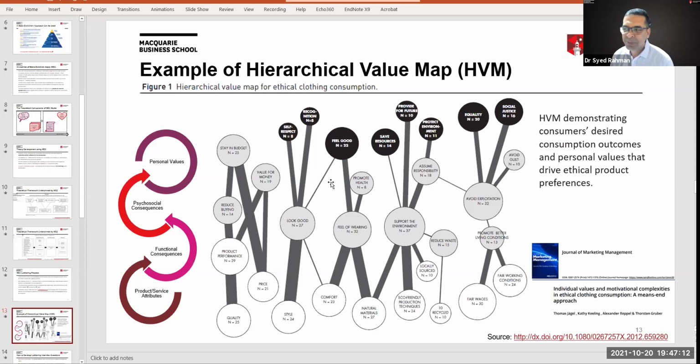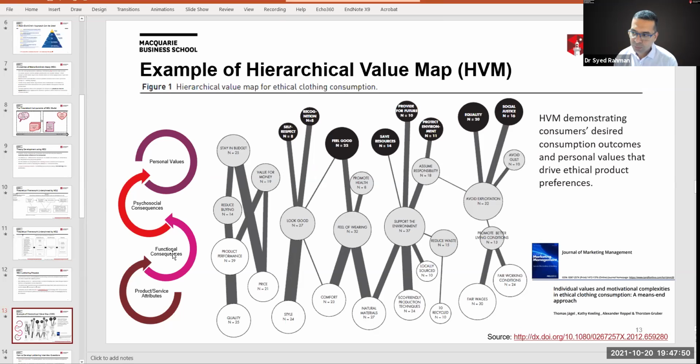And it is saying that when customers think about ethical clothing consumption, these are the attributes that they care about. And they care about these attributes for these reasons. And ultimately, these are the personal values that drive their choices and decisions. When you develop a hierarchical value map using a proper tool, you will end up with a thick or thin linkage like that. And that informs you how important those linkages are, because many times respondents have mentioned that this is important to me because of that.